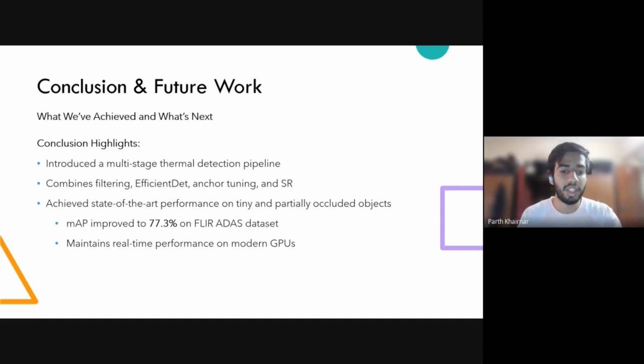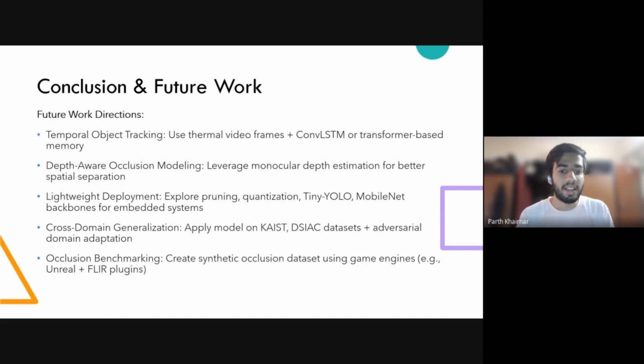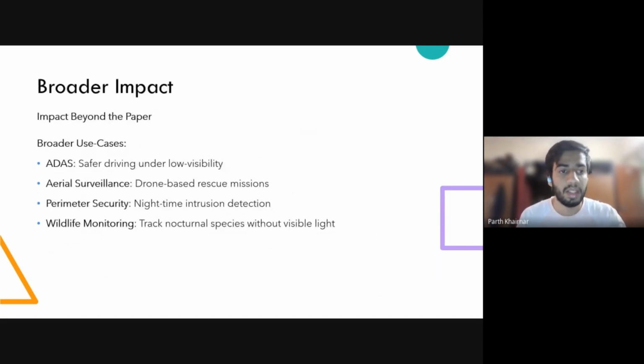Looking ahead, our future work includes 5 key areas: temporal tracking, using convolutional LSTM or transformers for better dynamic occlusion recovery; depth-aware occlusion modeling, which uses synthetic thermal depth data; model compression for Jetson, ARM, and Raspberry Pi platforms; cross-domain generalization by training on datasets like KAIST and DSIAC; and developing a synthetic occlusion benchmark using game engines to test robustness in controlled settings.